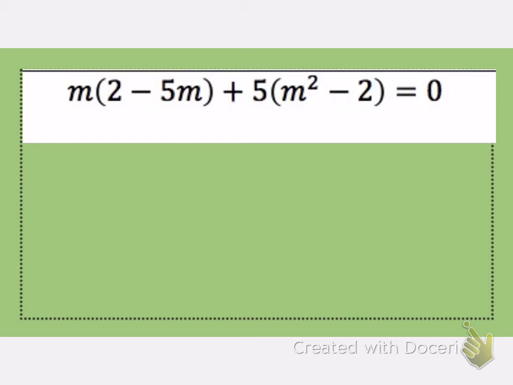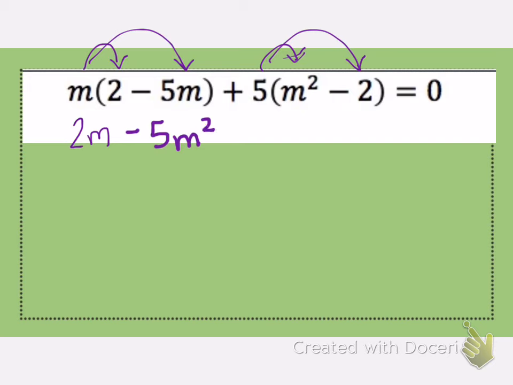So for this next part, we're going to take this same idea about distributing and combining like terms and apply it in the setting of an equation. So I want to make sure I'm distributing. So I'll go through and do that. So my m times 2 would give me 2m. And then we have minus, and the m times 5m or negative 5m would be negative 5m squared plus, I have 5m squared, and then 5 times the negative 2 would give me negative 10, and we have equals 0.